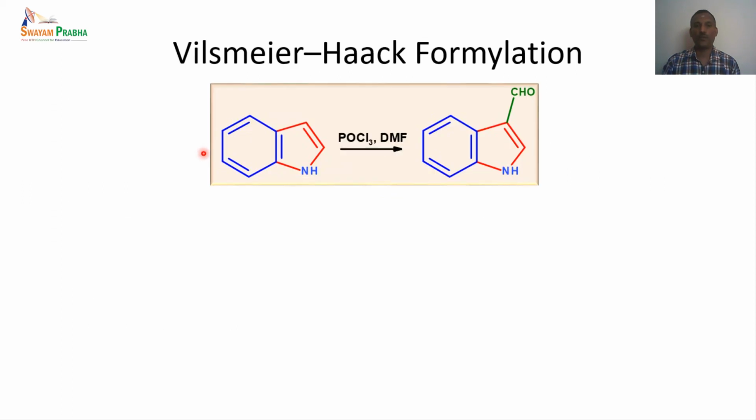Like aromatic other heterocycles, the indole can also undergo Vilsmeier-Haack formylation using POCl3 and DMF. So this leads to, as usual, the 3 position is the place where the substitution actually takes place. So the 3-formyl indoles are formed when indole is treated with POCl3 and DMF.